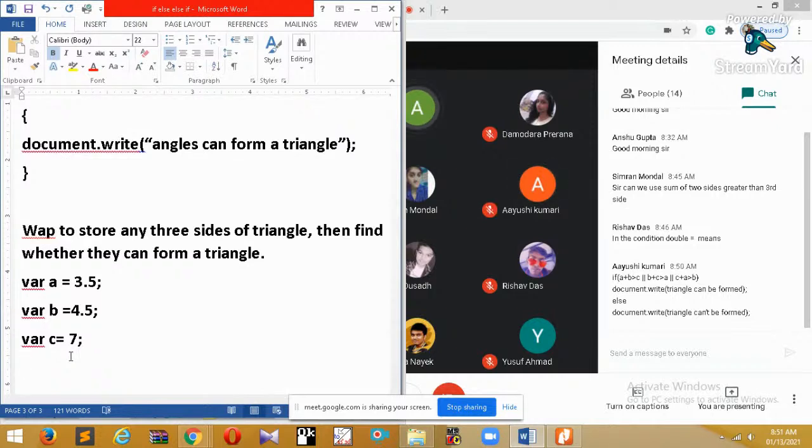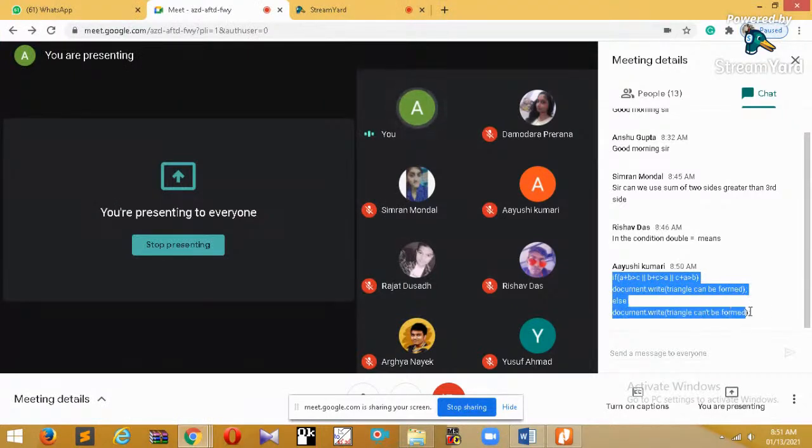No, that is not the thing. That is not on the condition only. I'm focusing on the condition. See the condition. What is the condition basically? Sum of any two sides should be greater than the third side. So, which logical operator will we use here? Or, and? We have to use AND. I'm taking your answer only, I will rectify the part.